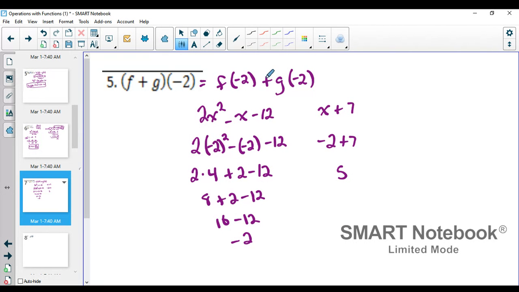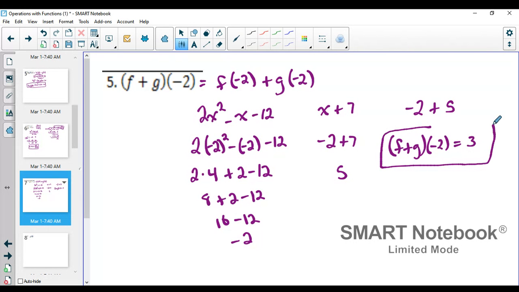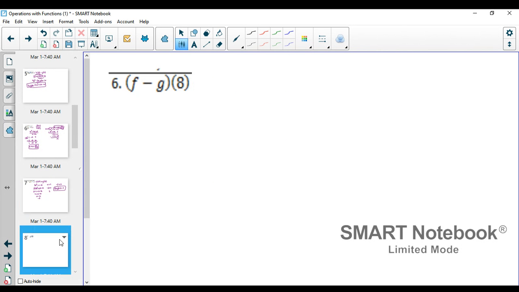And then our final step is doing this last addition because we're taking what we get for f of x and we're adding it to what we get for g of x. So we have -2 plus 5, which is 3. So f plus g of -2 equals 3. And voila. All right, so for number 6, we have f minus g of 8. So we have f of 8 minus g of 8.